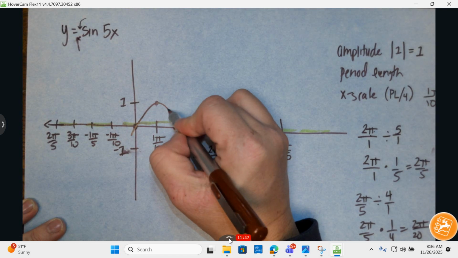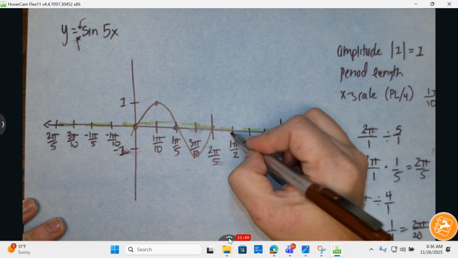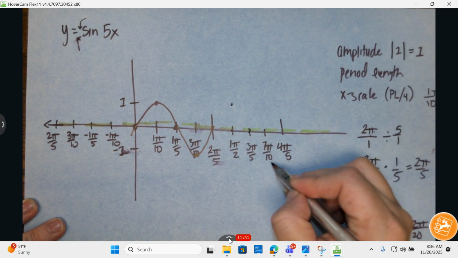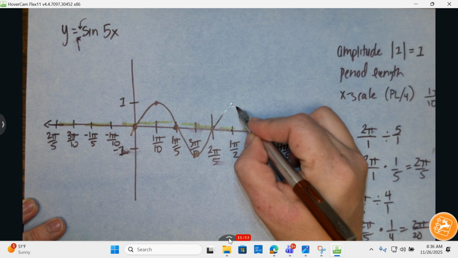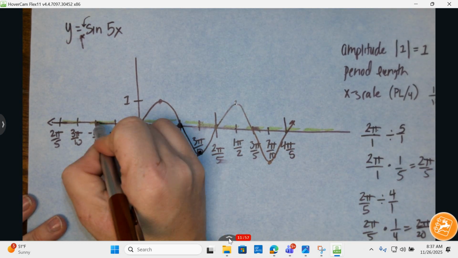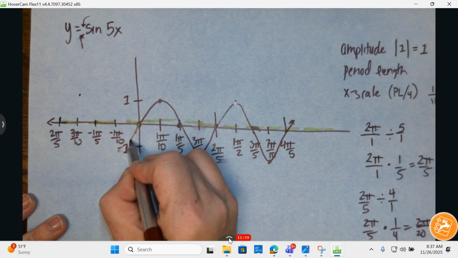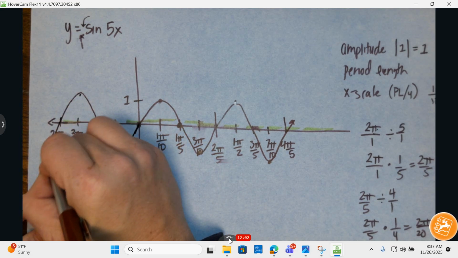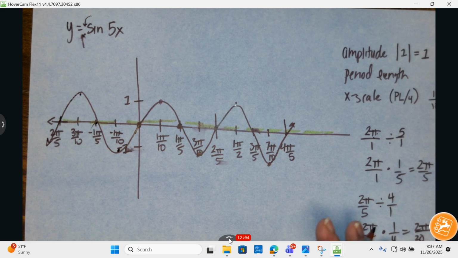Once you've completed one cycle, you're just going to mimic it. So I'm going up 1, back down 1, and back. And then make sure that you have this arrow that says it continues to go. So it's a continuous cycle right now. Unless they limited the input, it's a continuous cycle to the left and to the right.